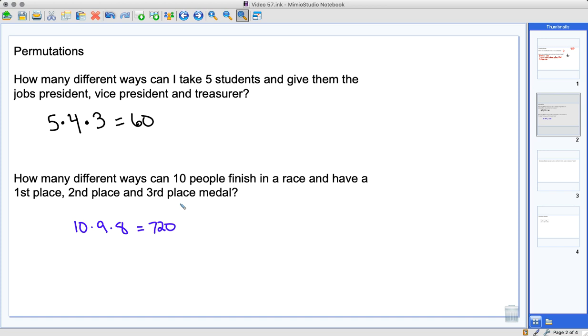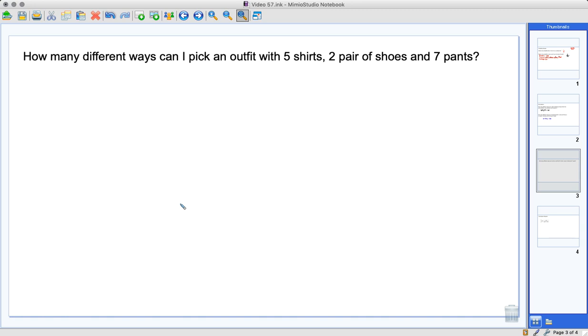Okay, another way to use permutations is, how many different ways can I pick an outfit with 5 shirts, 2 pairs of shoes, and 7 pairs of pants? Okay, well, think about it this way. How many options do I have for shirts? Well, I have 5 options for shirts. How many options do I have for shoes? 2. And then for pants, 7. So you're going to take 5 times 2 times 7, which is 70 different ways that I could pick an outfit from those options. Okay.